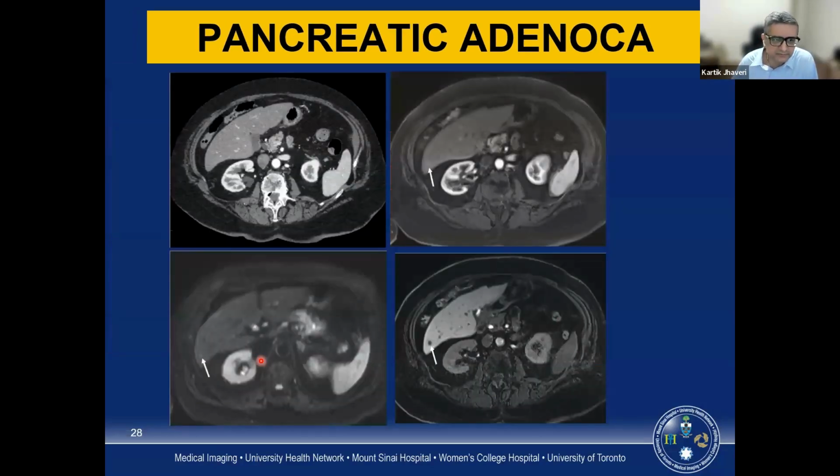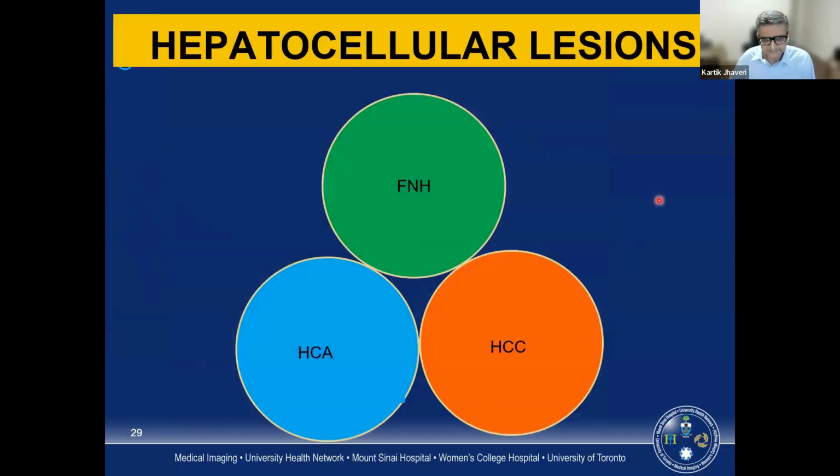So here's an example from that particular study that I showed you. No liver metastases were seen on the CT, and we can pick up a small rim-enhancing lesion in segment 6 with restricted diffusion and hypointensity on the hepatobiliary phase, confirming a liver metastasis.